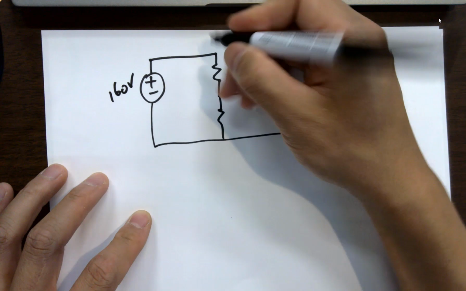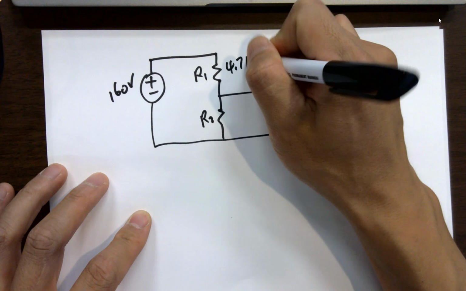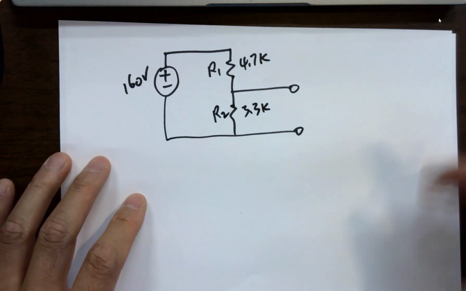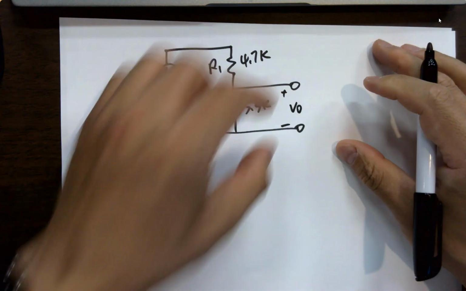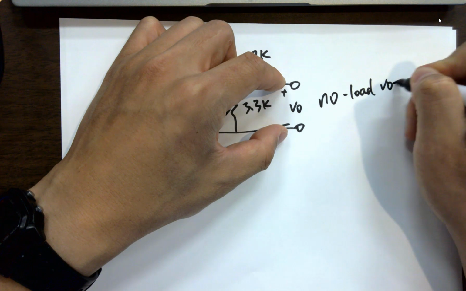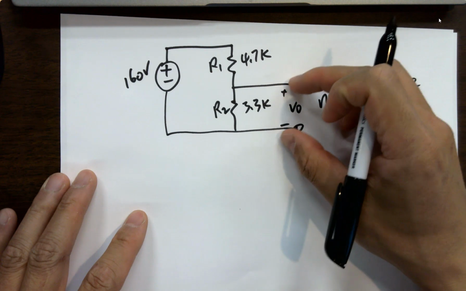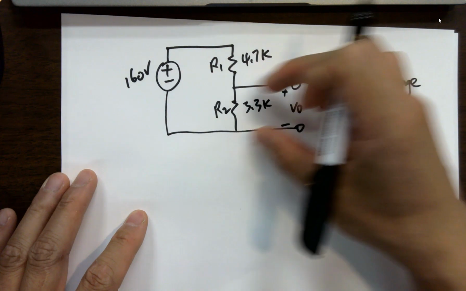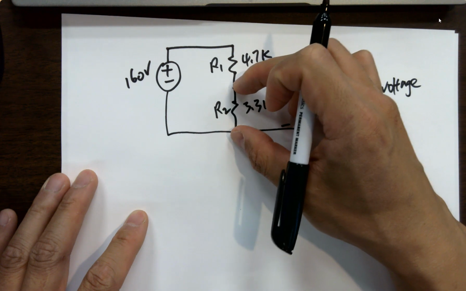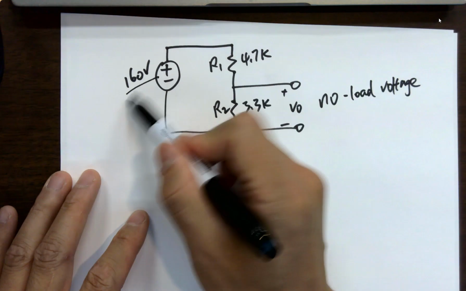Under 60 volts, R1, R2, 4.7K, 3.3K. And it's labeled as VL, so it's the output and no load voltage. That means if you don't have any load connected to the output, what's the voltage across the two terminals, which is the voltage across the resistor, right? It's the same thing. And so this is given.